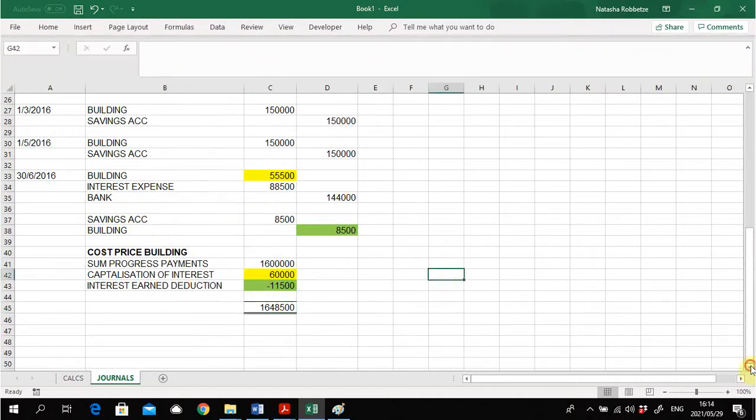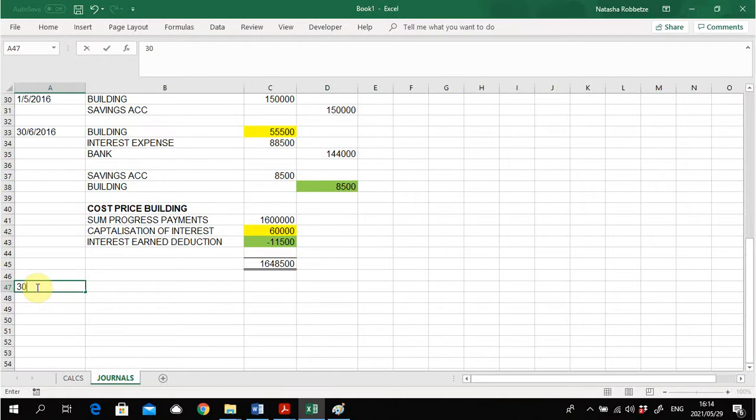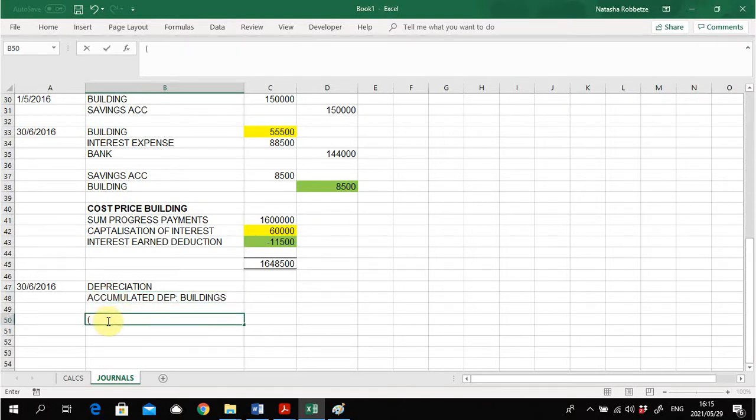If we are now calculating the depreciation, so I'm still on 30 June 2016, I'm going to say debit the depreciation, credit the accumulated depreciation on buildings. And now I'm going to take this 1,648,500. Just type the 1 properly. 1,648,500 minus the residual value, which was 560,000, divided by the lifespan of 30 years.